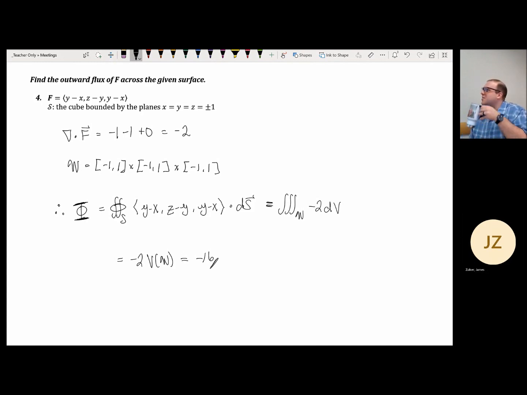Can we still write out the integral, like what that would be? Each bound would be -1 to 1. And then it's just whatever order you want dV to be, right? Because each bound's -1 to 1. That order literally does not matter, because all the bounds are the same.